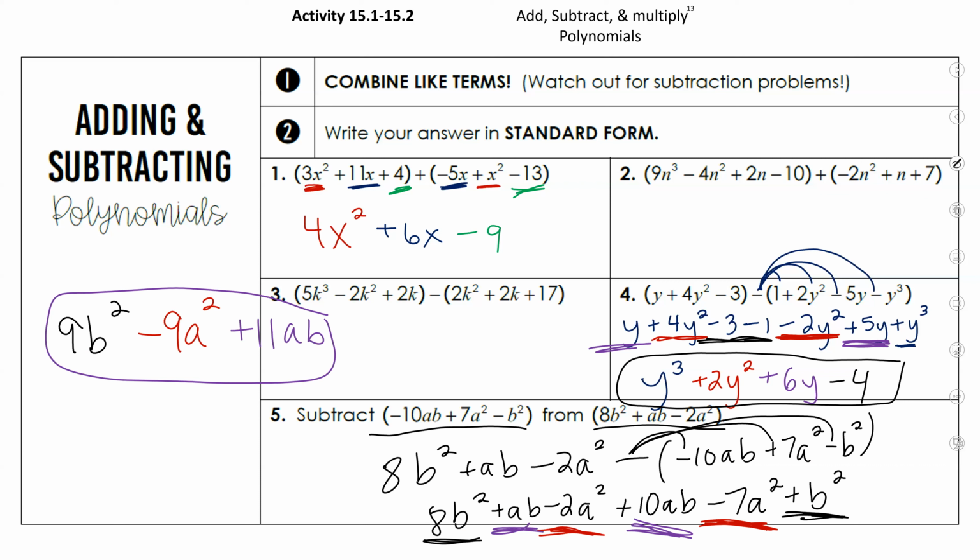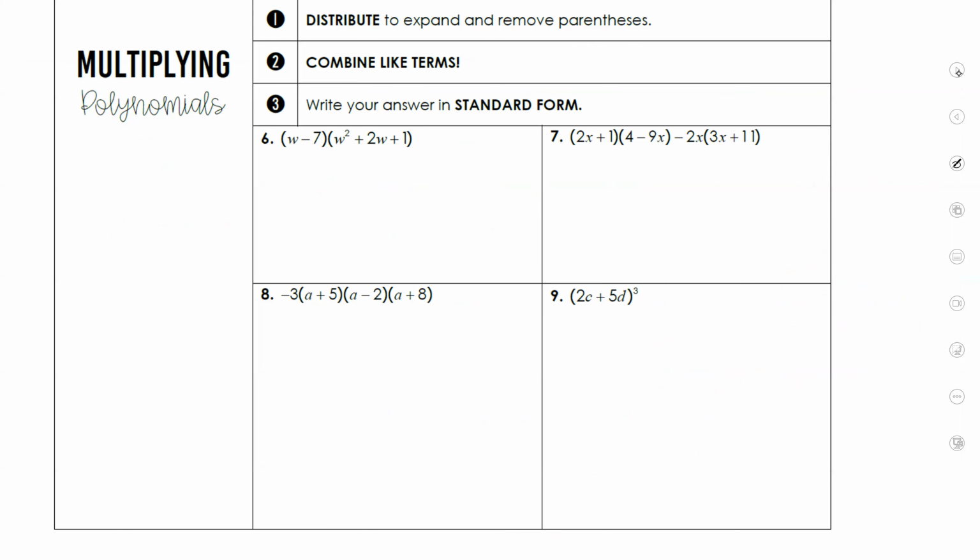All right. So that's how you add and subtract. Let's do multiplication and division real quick, and then we'll be done with the notes. So now we're going to multiply. The first step that they tell us to do is to distribute to expand it and remove the parentheses. So we're just going to go ahead and distribute.